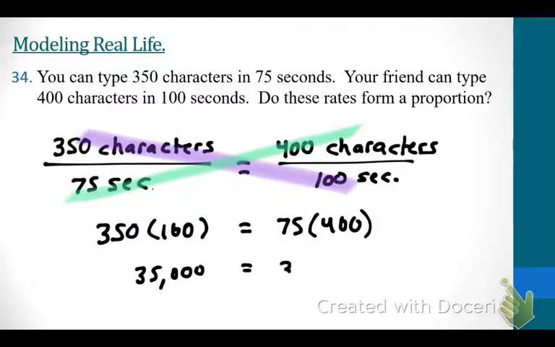Daniel, what's the other side? All right, 30,000. Class, do those equal each other? No, they do not. So do you think they form a proportion? No, they do not.